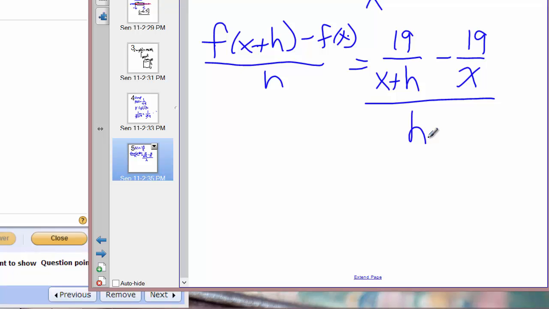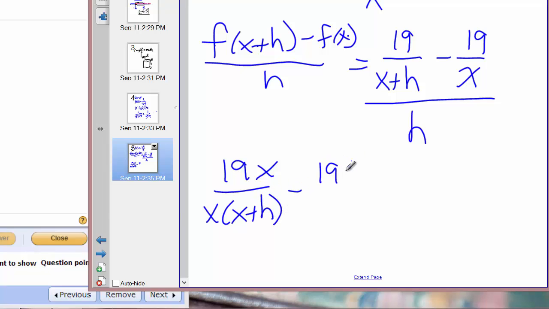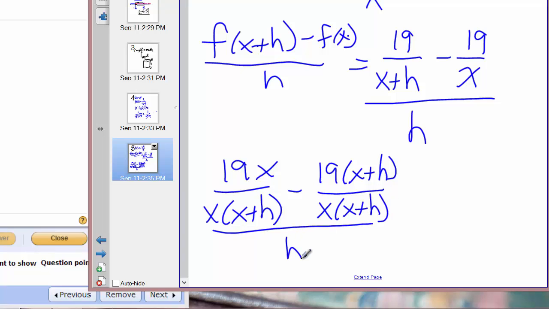The common denominator will be x times the quantity x plus h. So let's take a look at that. So we have 19x over x times the quantity x plus h minus 19 times x plus h over the quantity x times x plus h, sorry. So there we just got a common denominator in the numerator. Now we can put these together.